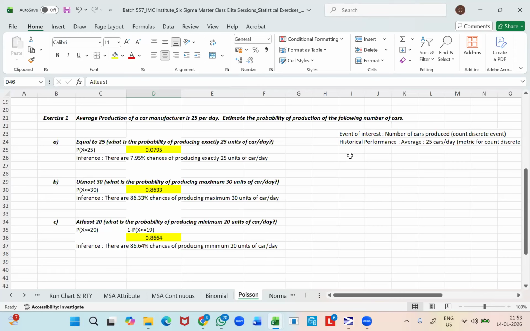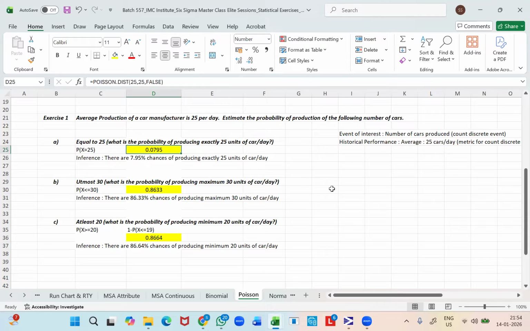And you will be able to see that for P of X equal to 25, the individual probability value will be the highest, because the average is 25 units of car per day, right? So this 0.0795 for P of X equal to 25 will be showing the highest individual probability value. But it has to get distributed across the entire spectrum of values, correct?